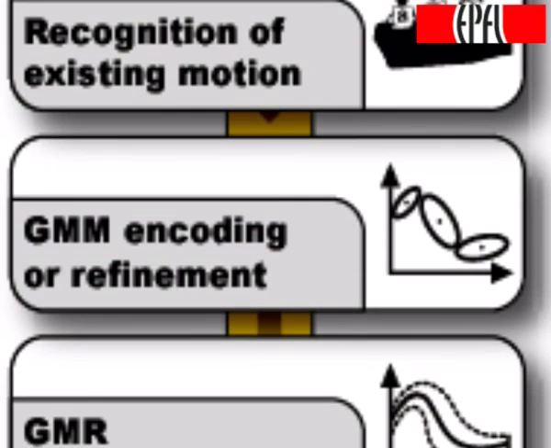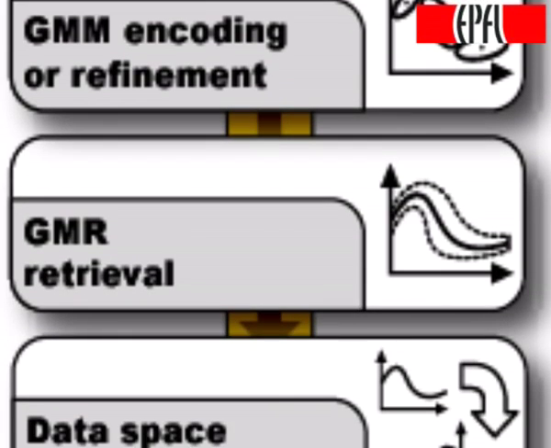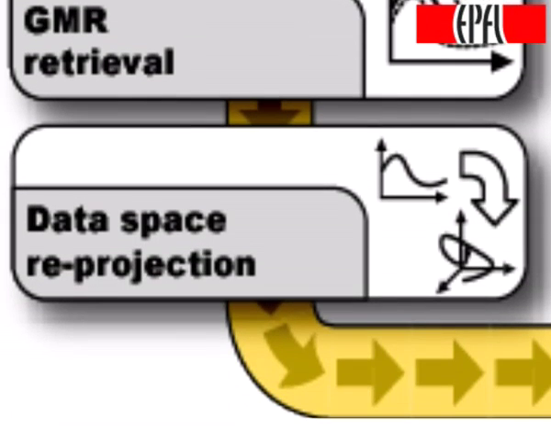A probabilistic representation of the data is then learned by estimating a Gaussian mixture model. Gaussian mixture regression is used to reconstruct a general form for the signals. Finally, the retrieved data are projected back in the original data space.